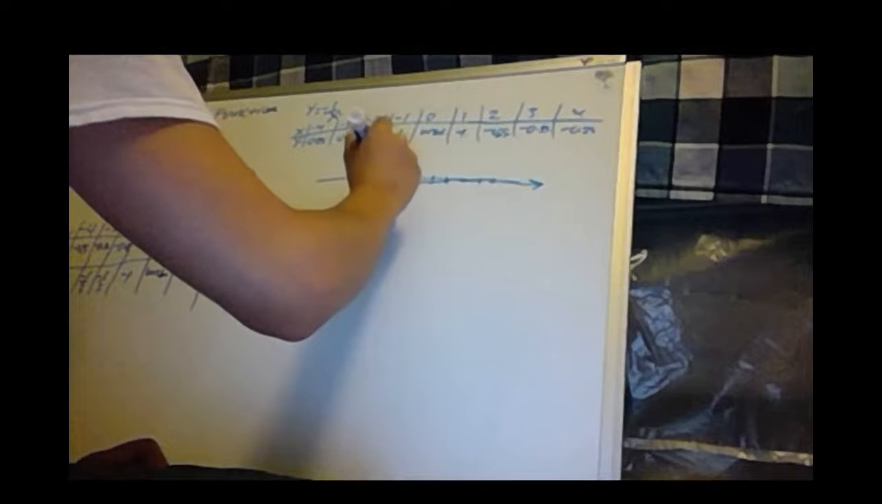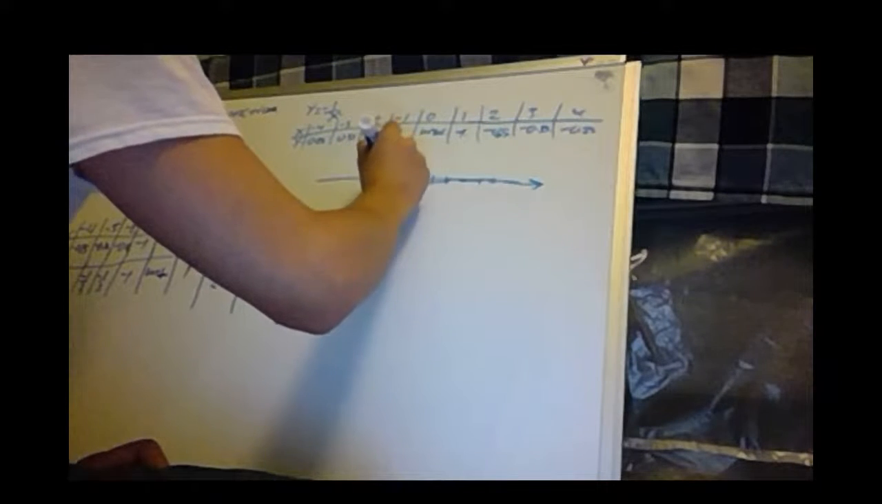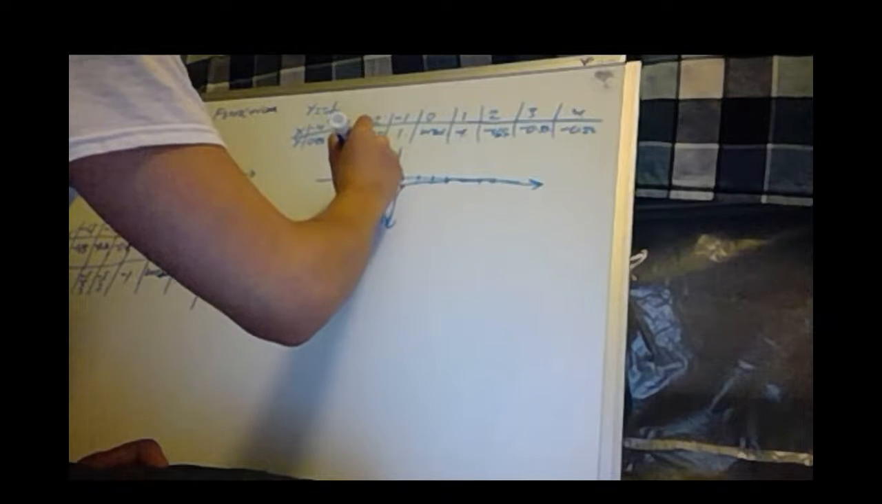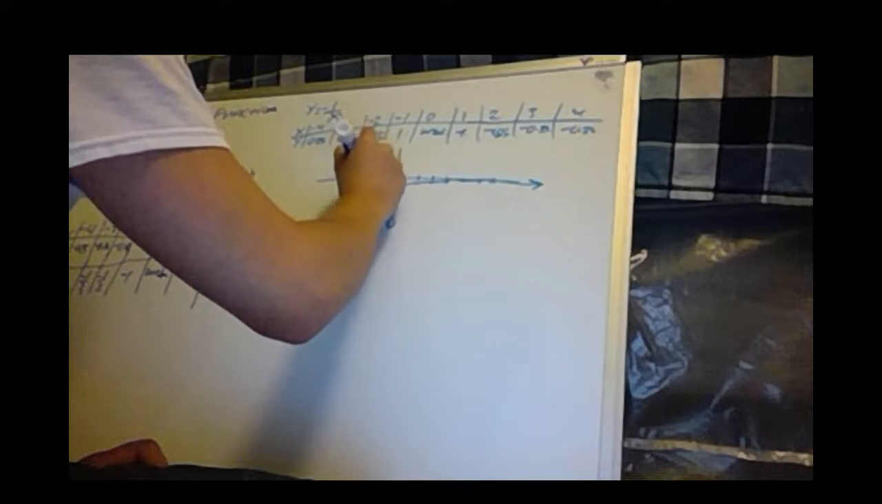And then for the left side, negative 1 over negative 1, that's 1, so we have this point. Negative 1 over negative 2, that's 0.5. Negative 1 over negative 3, that's negative 0.33. Negative 1 over negative 4, that's 0.25. Negative 1 over negative 5. Well, yeah, basically. So it's going to look like this.